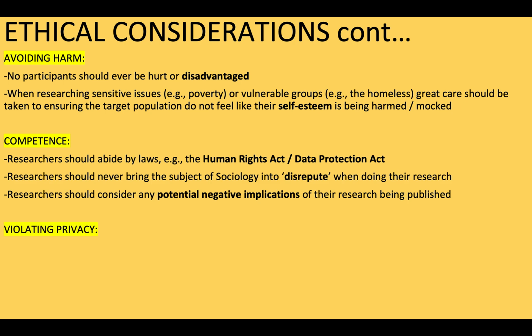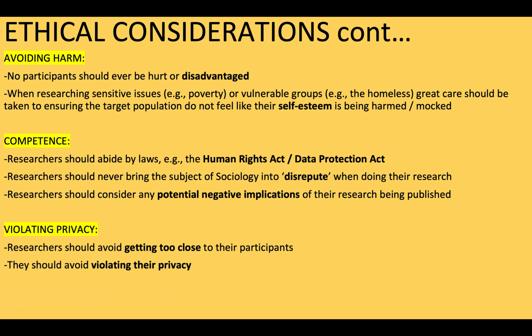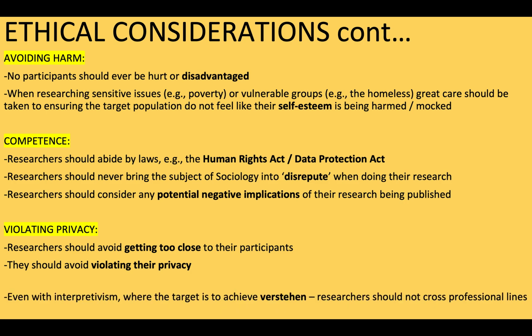Okay, now violating privacy. Researchers should avoid getting too close to their participants. This can be quite difficult, especially in things like covert observation. If you do get too close to your participants, the AO3 of it is that it can obviously impact the validity of findings, because you might start to not see things as validly as you should. Okay, you should avoid violating the privacy of other people, very much of your participants. You should not violate their privacy.